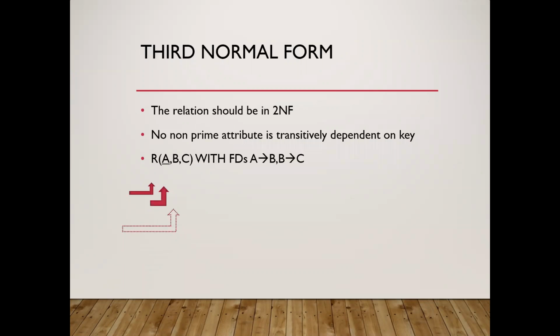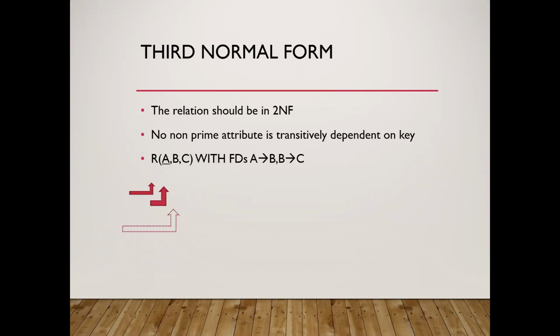Students, today we are going to discuss third normal form. What does second normal form say? The relation should be in 1NF, and the second condition is that no non-prime attribute is partially dependent on the key. In third normal form, the first condition is that the relation should be in 2NF. The second condition is that no non-prime attribute is transitively dependent on the key.